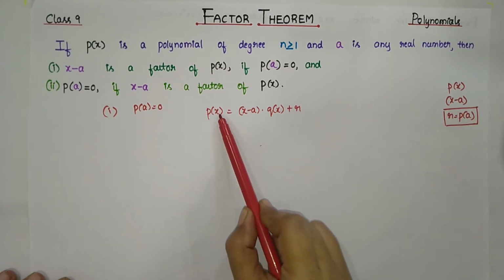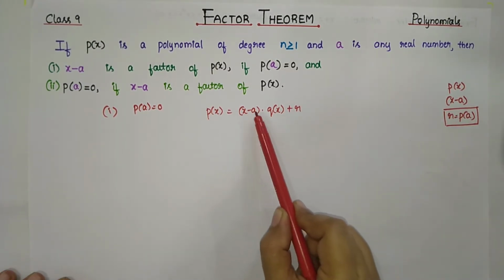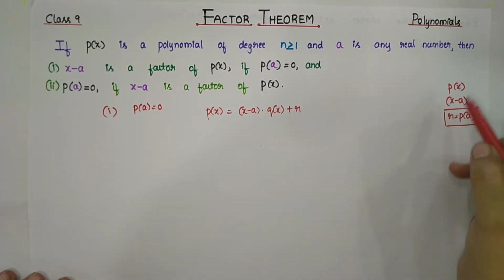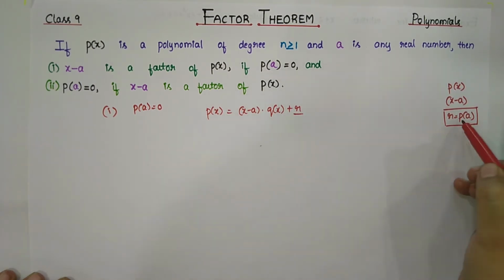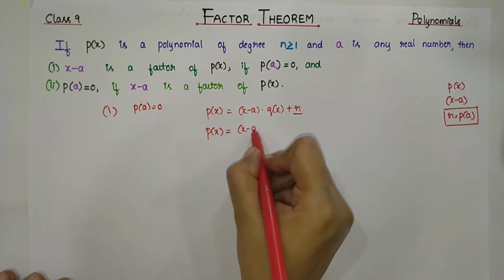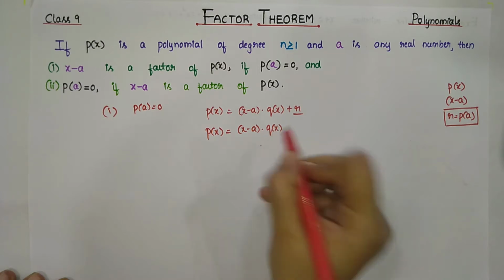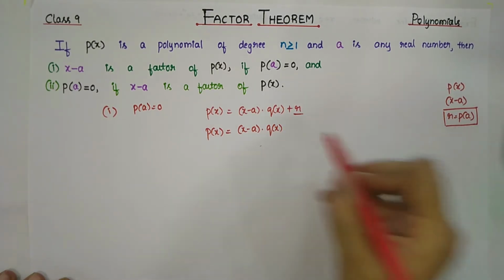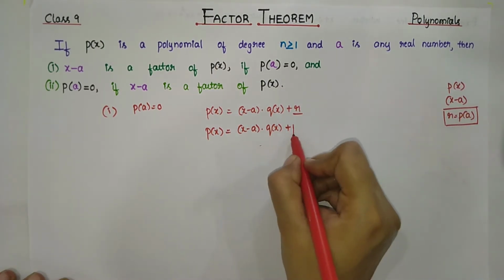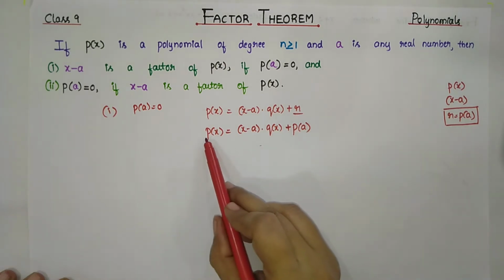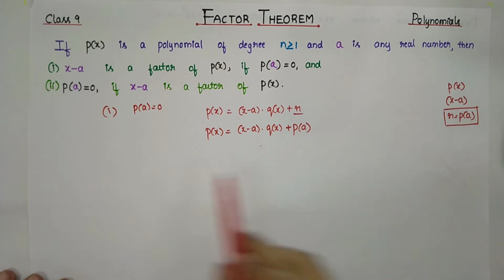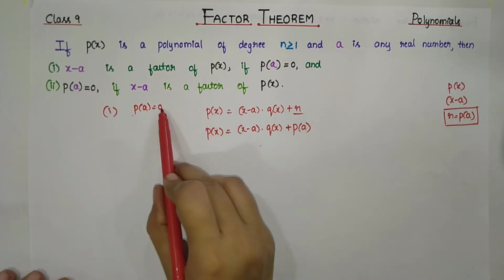So here p of x is the dividend, equal to x minus a, the divisor, into q of x, the quotient, plus remainder. So here I have to replace this r with p of a. So p of x is equal to x minus a into q of x, that is quotient as it is, and this r is equal to p of a should be written here, that is r should be replaced with p of a. So we got p of x equal to x minus a into q of x plus p of a, and here we are considering p of a equal to 0.